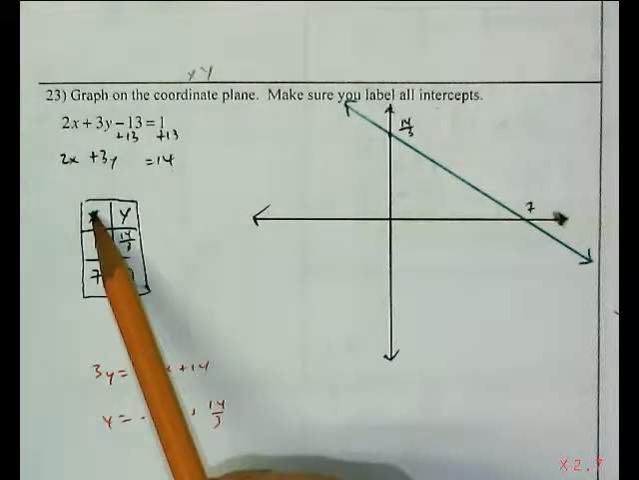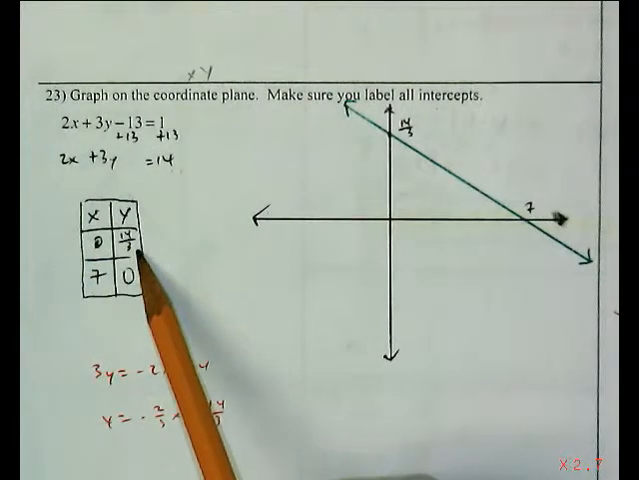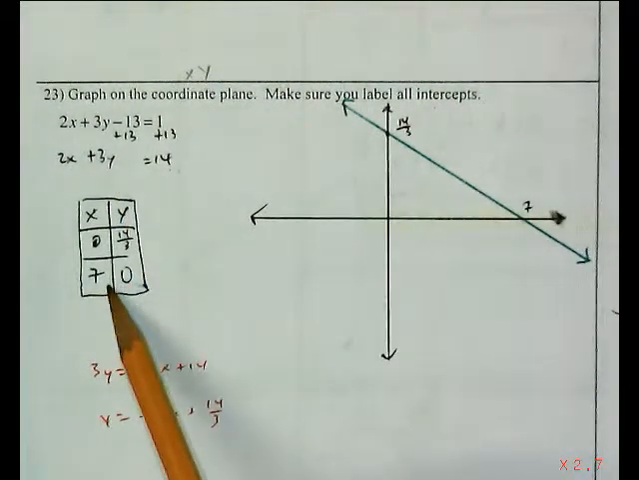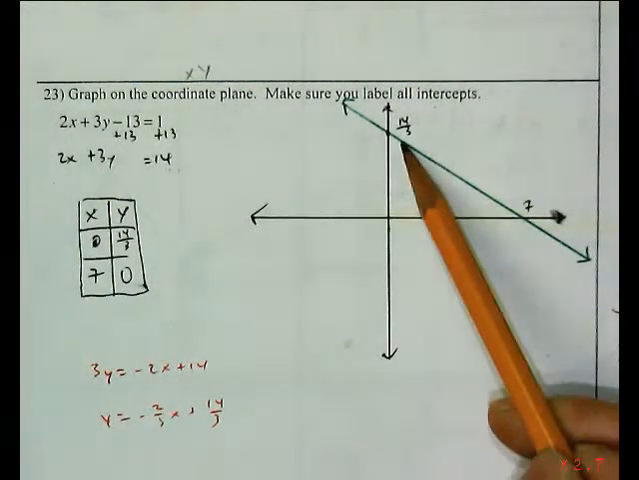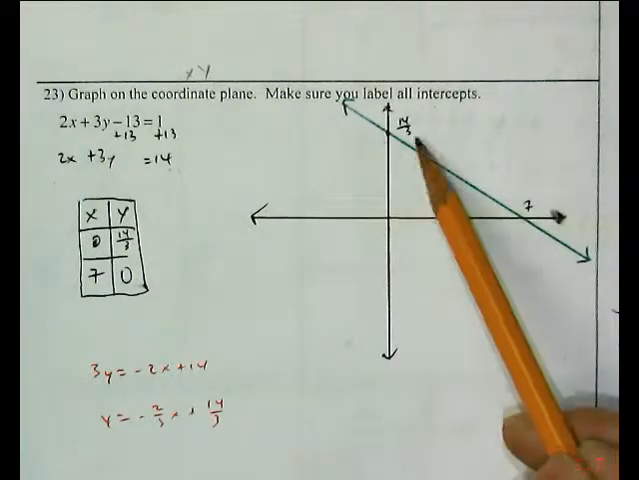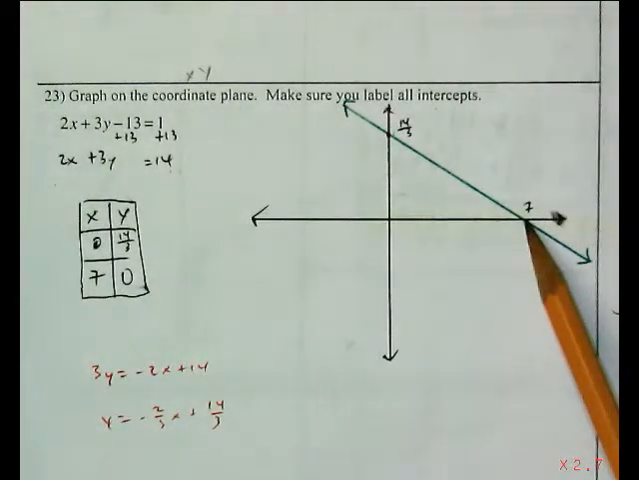So when you substitute in x equals 0, we'll get 14/3. Substitute in y equals 0, and you'll get x is 7. That's the reason why I make this table here for intercepts. You can clearly see that this is a y-intercept and (7, 0) is an x-intercept.